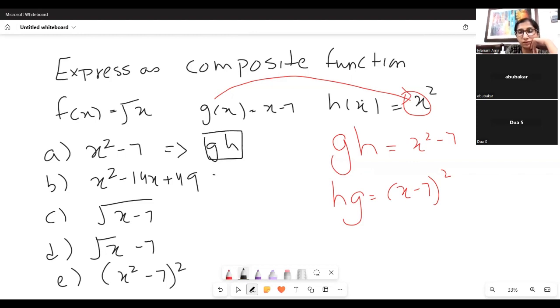The second one, notice, is this expanded. It is the same, yes, just expanded. So this is x minus 7 whole square, which is a square minus 2ab plus b square. So it is hg. Because hg is x minus 7 whole square. Okay. Abu Bakr, can you tell me what is under root x minus 7?